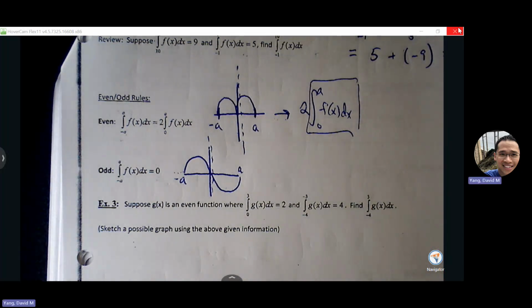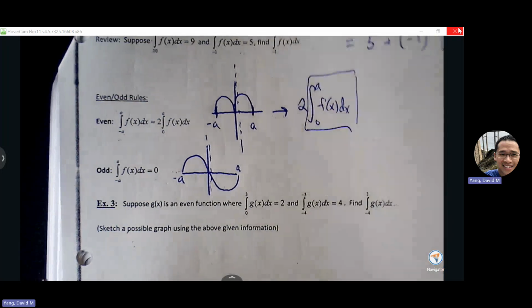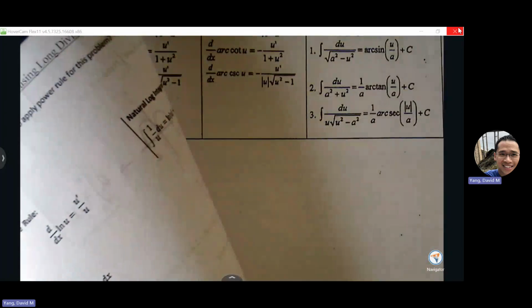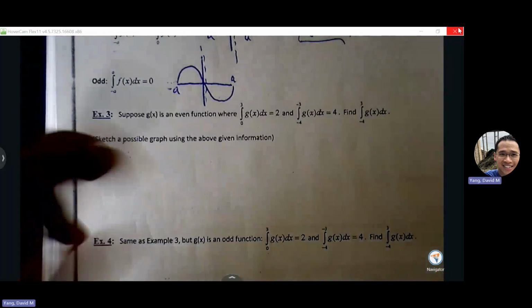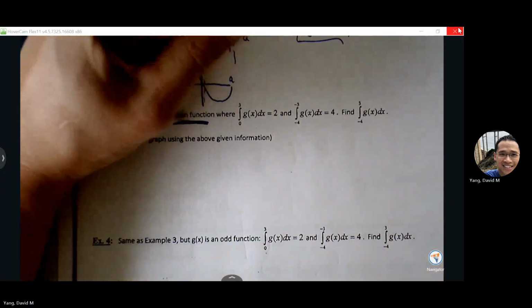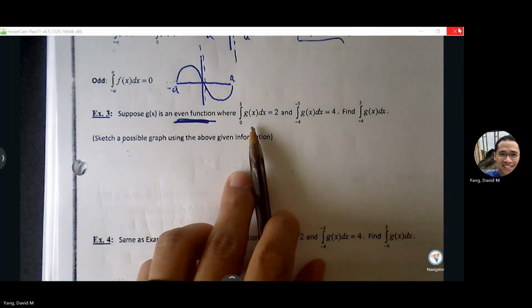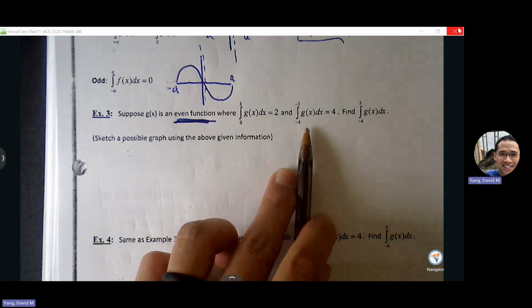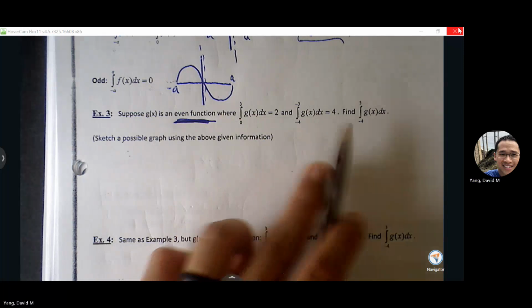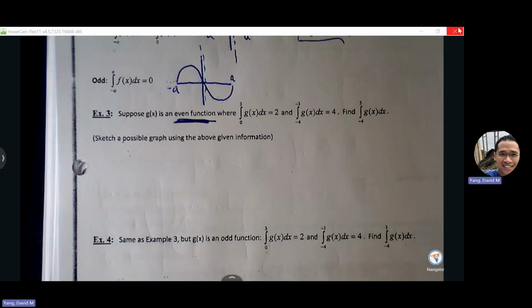Okay, so we're going to use these properties to practice through these examples below. Suppose we have an even function, and we have a region from 0 to 3, and then a region from -4 to -3. It says find the region from -4 to 3.